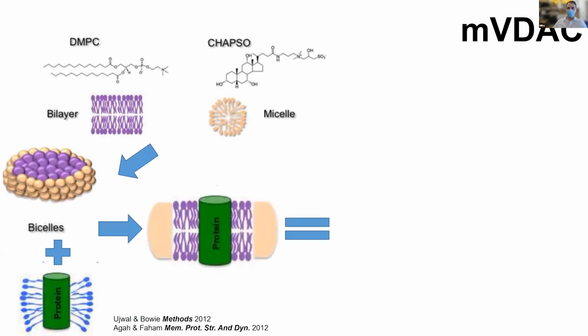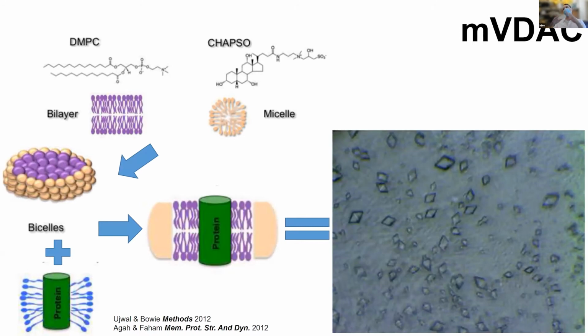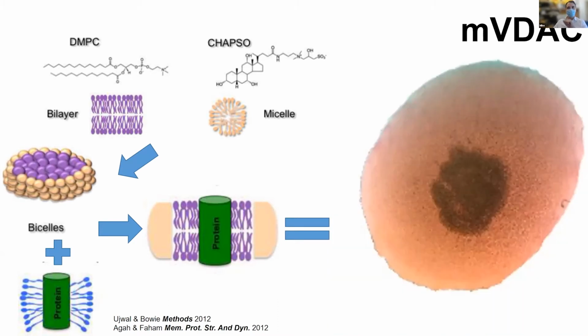And according to the literature for VDAC, you get these beautiful crystals. The problem was our MVDAC was a mutant, and the crystals we got looked like this, which looks like someone sneezed into our crystal tray. If you take these and put them on the TEM grid, you get all black, you see nothing.